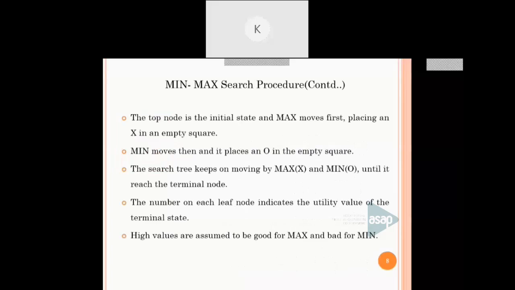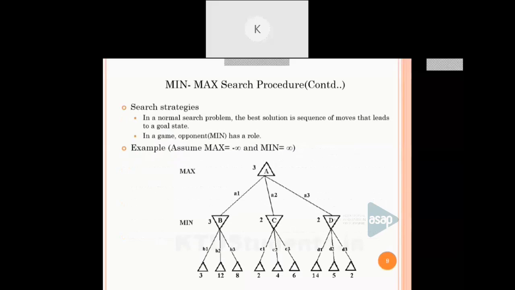In that slide, just now the procedures were explained. That is, max has to move first, and max will place X. Then min has to move; it will place O. At the leaf node, that is, when the goal is reached, we call that node the goal node, or leaf node. The utility function has to be calculated. So coming to the next slide, we shall explain this min-max algorithm with one example.